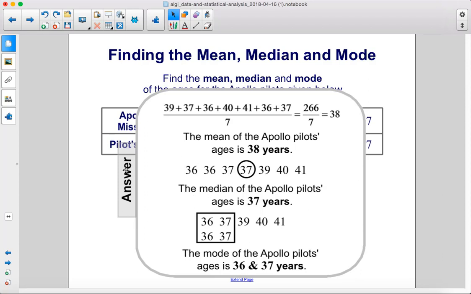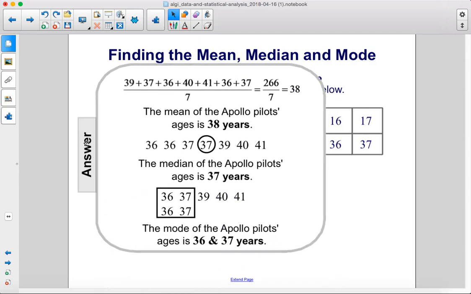The median: if you write all of these in order from least to greatest, like this, the median is 37. And we can see that the mode is 36 and 37 because those numbers show up in there twice each.